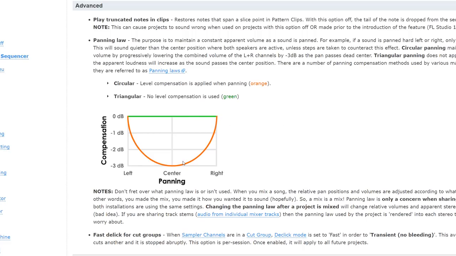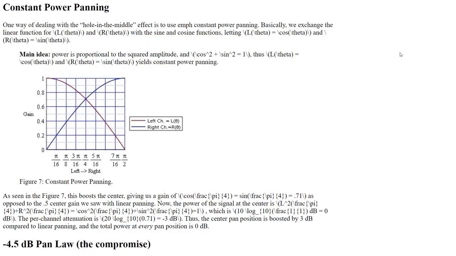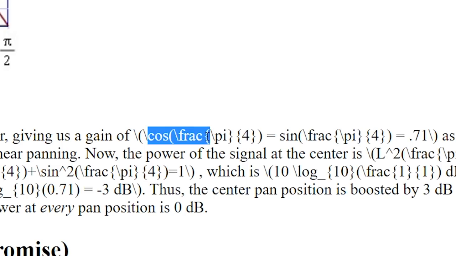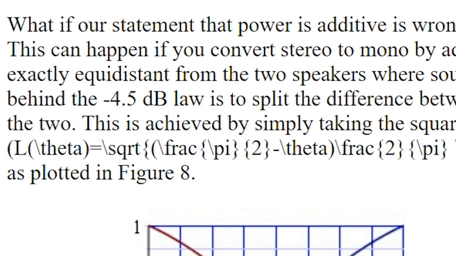Not all panning uses this effect in the same way. For instance, Ableton uses a constant panning law, which seems really similar. In practice, it also varies by 3 decibels. But I don't know enough about it, and when I look at it, I'm just greeted with cosine, fraction, pi, L theta squared. I am just not in the headspace to deal with this right now.